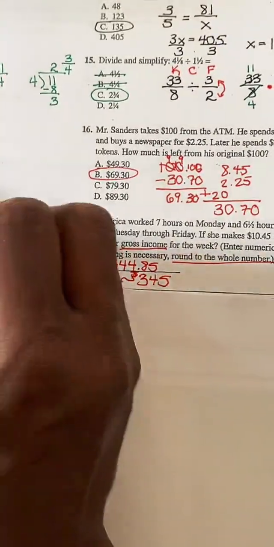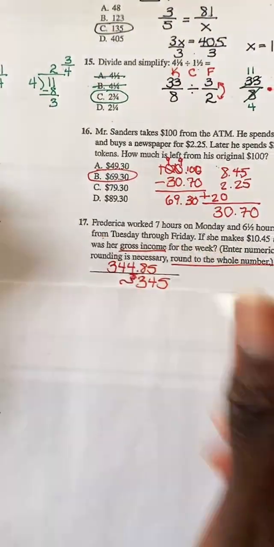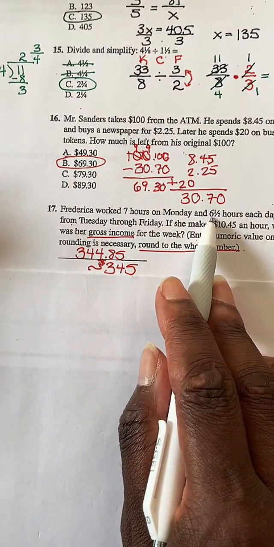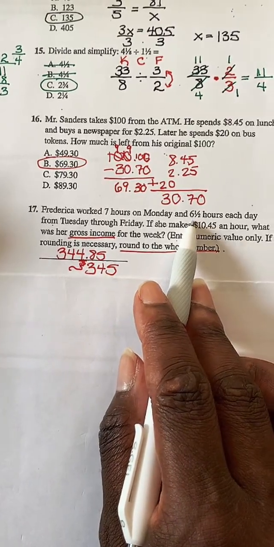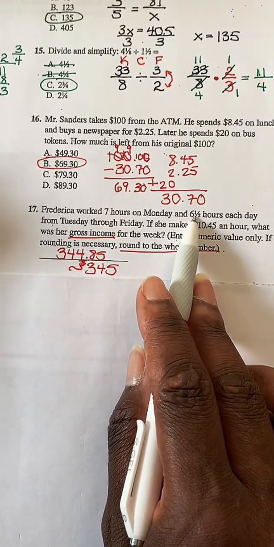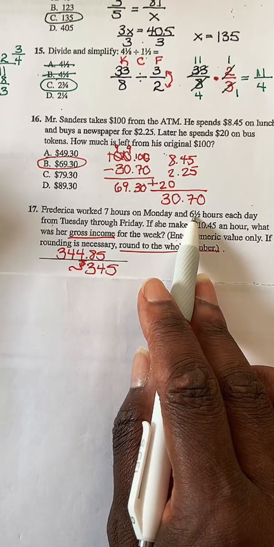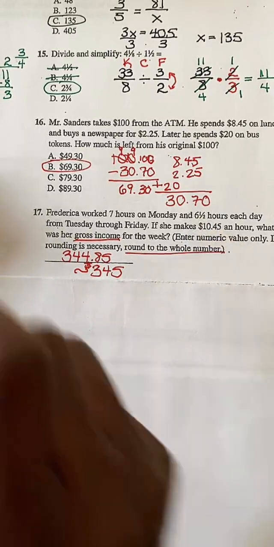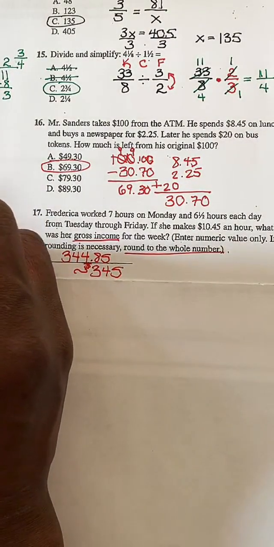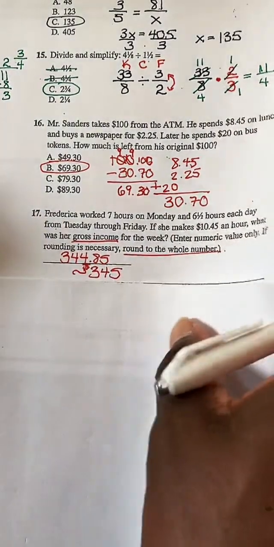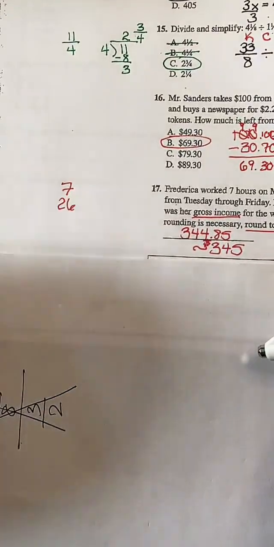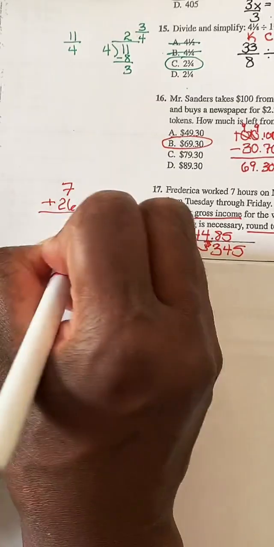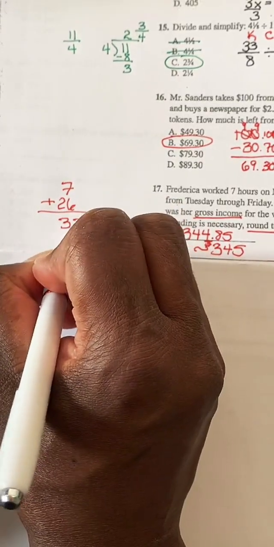So on Monday, it was 7 hours. Then they said from Tuesday to Friday, that's another 4 days. It was 6.5 hours. So let's think about it. If we're saying 6.5 one day, that means 6.5 another day. So that's 13 hours. 13 plus 13, that gives me my 26. Okay, so if we have our 7 plus our 26, last time I checked, that gives me 33.